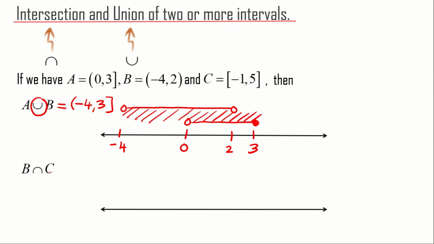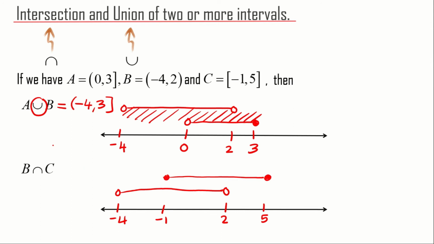So again, we will draw our number line. From B we have -4 until 2, so somewhere here. -4 until 2, both open, and we have -1 somewhere here and 5. So from -1 until 5, both closed, so circle.